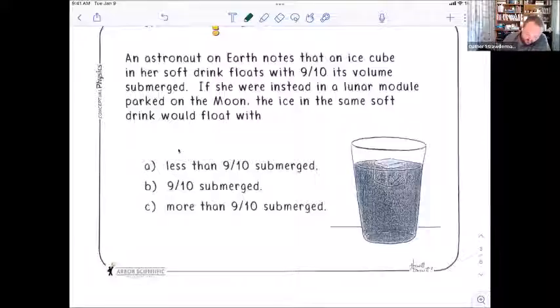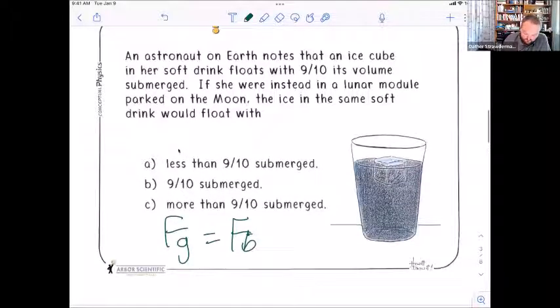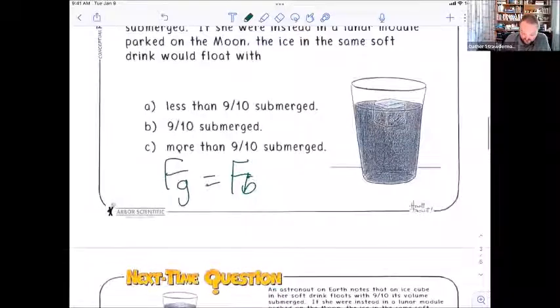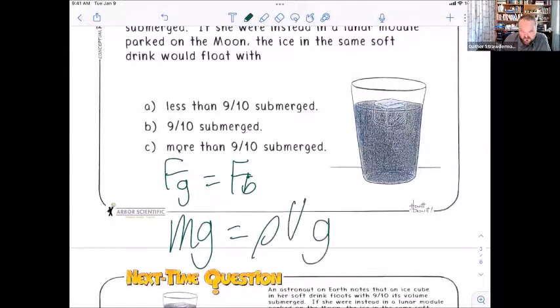So the buoyant force is equal to the force of gravity. The weight of the ice cube is mg, and the buoyant force is rho Vg. So my g's go bye-bye, and the g doesn't make a difference. Even on the moon, it's going to have 90% of it submerged. There are two forces acting on it, the buoyant force up and the force of gravity down.